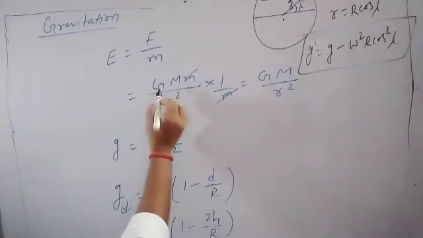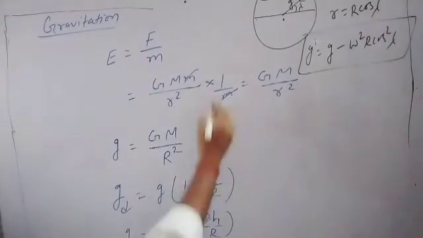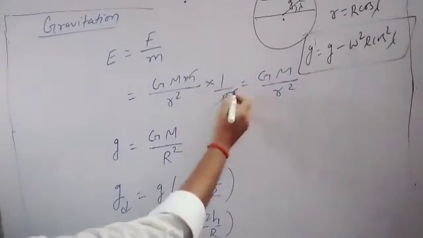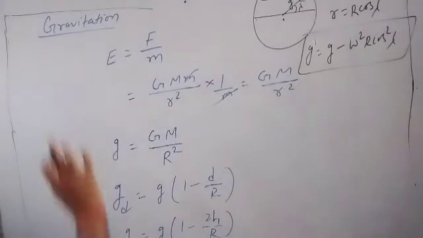The formula for force is G m1 m2 by r square. And since we are calculating the force for unit mass, we will divide by the mass placed here. So this mass will cancel out and you will get the result GM upon r square. So this is the formula for gravitational field.